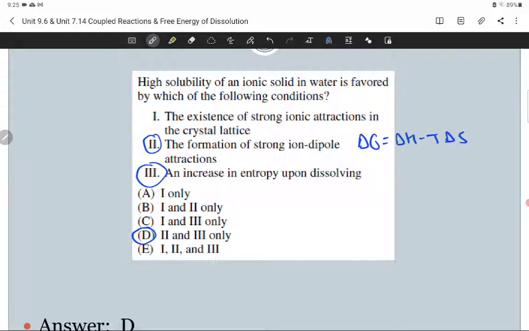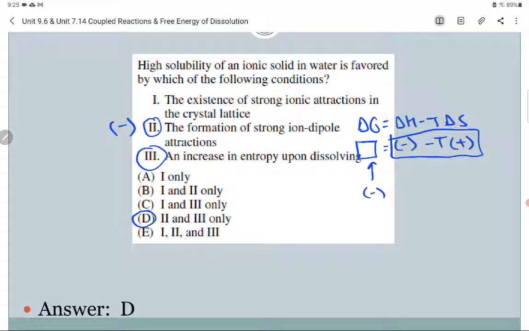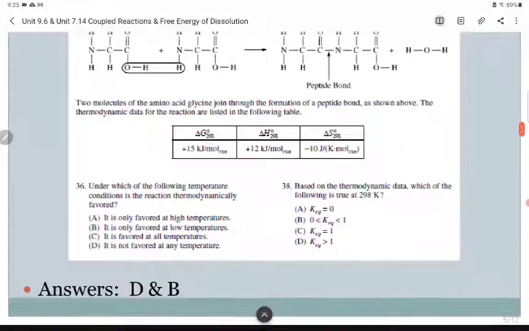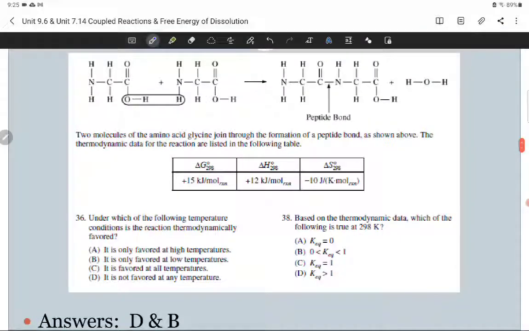Increase in entropy, so that would be a positive. Formation: when you form bonds, energy is released, so let's put a negative there. Would that help you get a negative value for delta G? I think it would. So that's how we got the answer D. We have a couple questions here. Again, we got answers already: D and B.